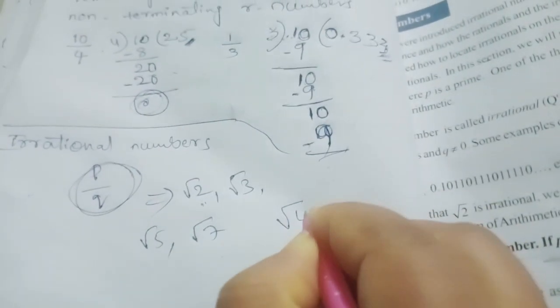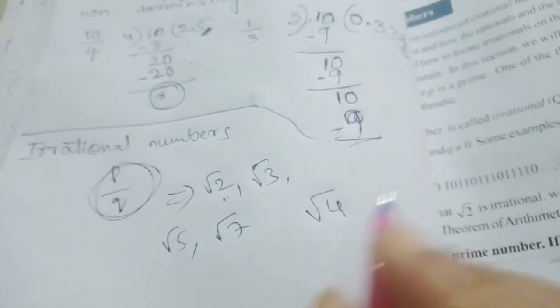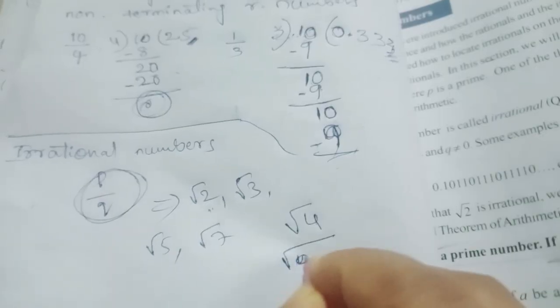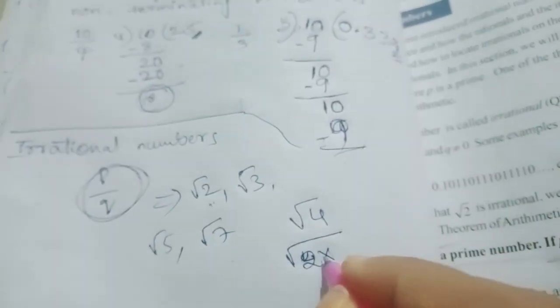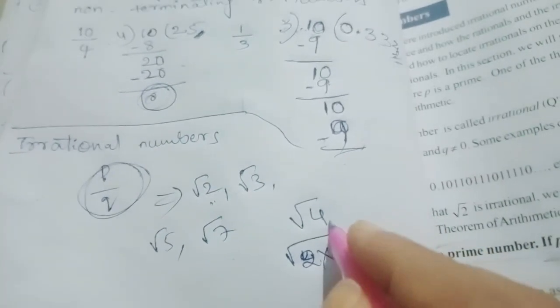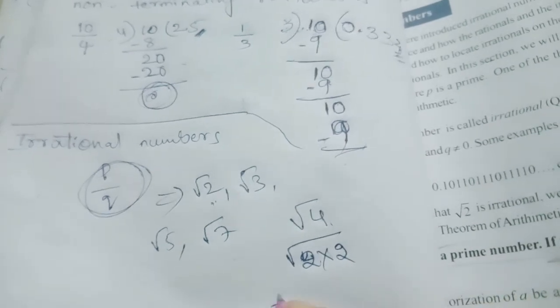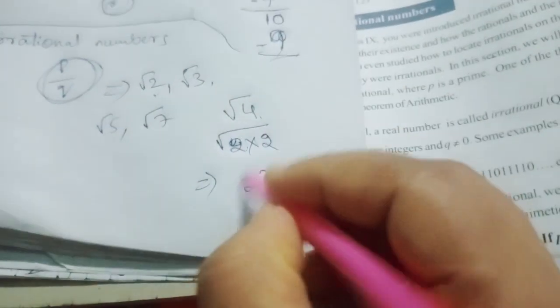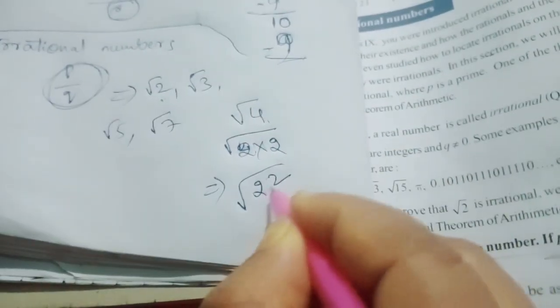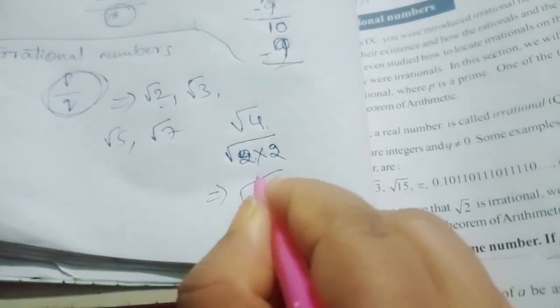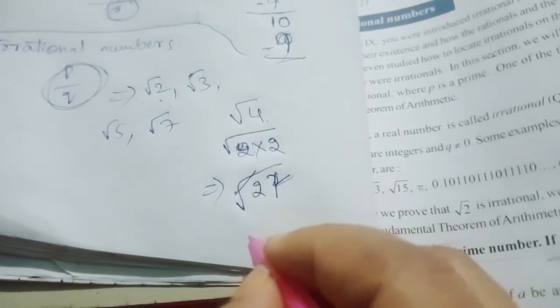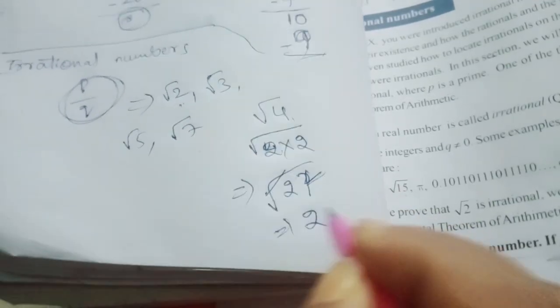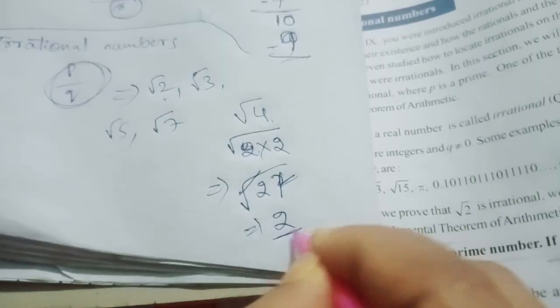Another example, root 4. We can rewrite 4 as 2 into 2, so 4 means 2 into 2, that is 2 square. The root of 2 square, so root and square cancel, and the remaining is 2. We will write 2 in p by q form.